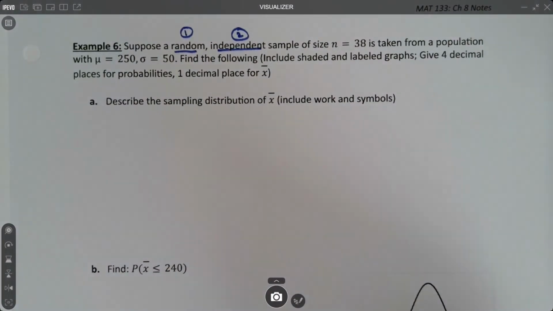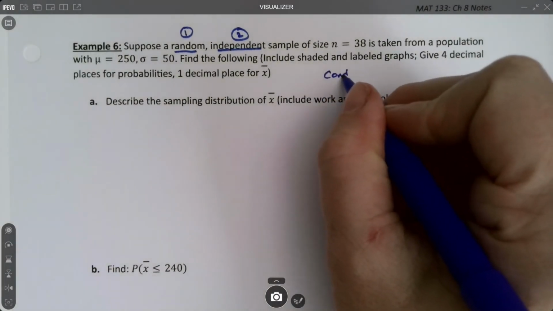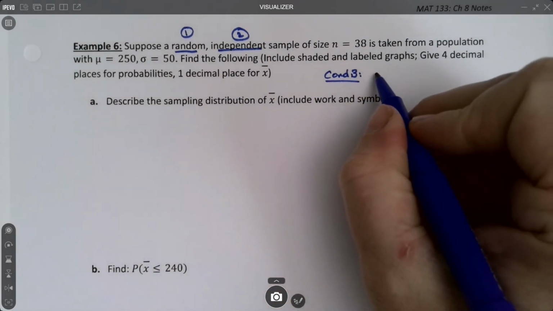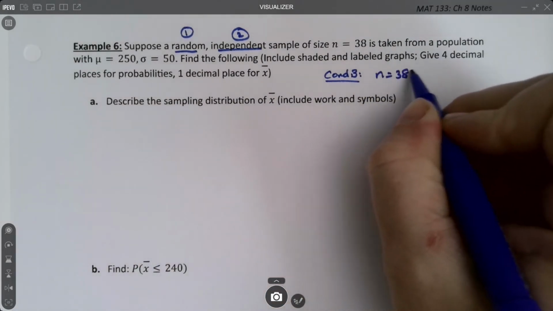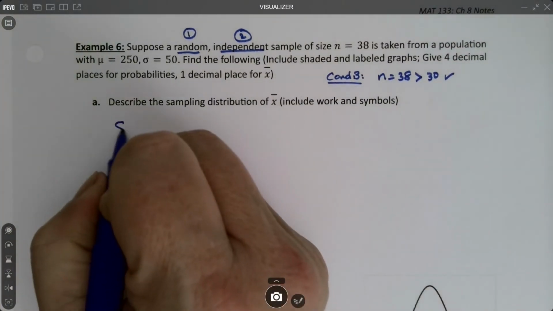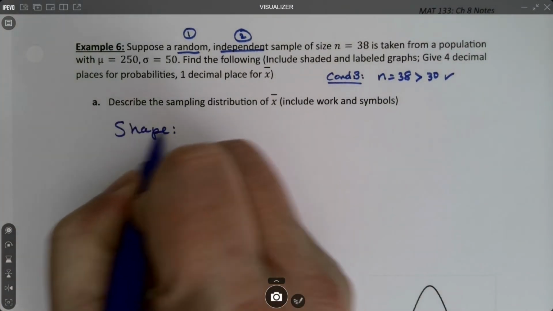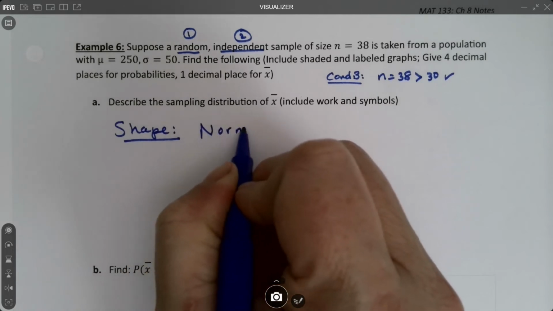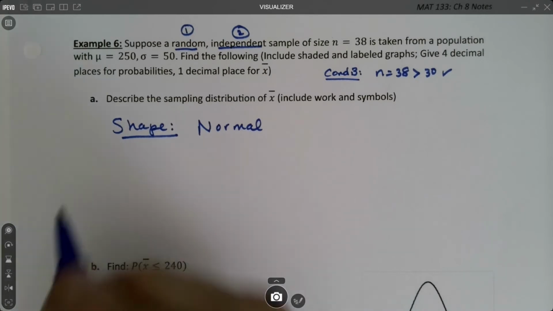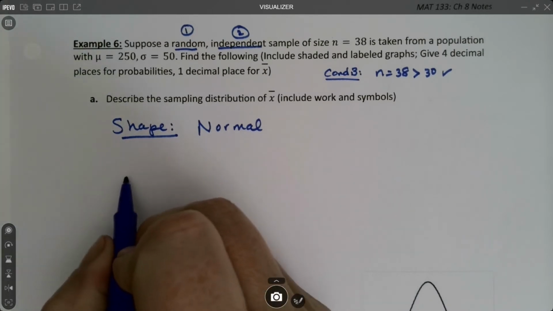The problem didn't ask for it, but if you want condition 3, just to prove that you can describe this distribution, you need your sample size, which is 38, to be bigger than 30, which it is. So that means that when we get down here to shape, we'll be able to say normal. It didn't ask for that, so it wasn't strictly required for this particular problem, but nevertheless, there you have it. All right, so now the center.